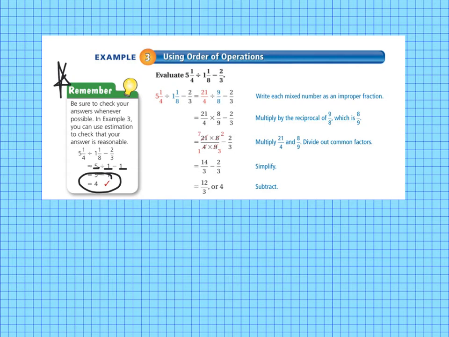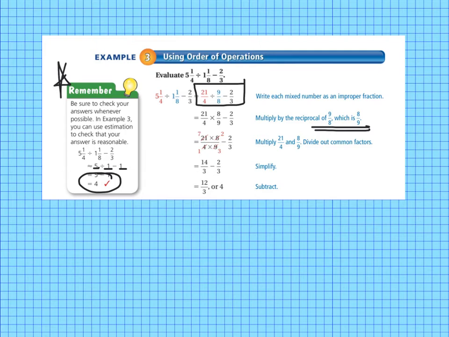So our new problem looks like this: 21/4 divided by 9/8 minus 2/3. So we need to follow the order of operations and divide before we subtract. So 21/4 times 8/9. So we're multiplying by the reciprocal. We're doing the keep, change, flip. And we look for common factors.